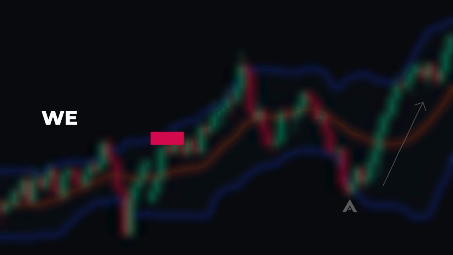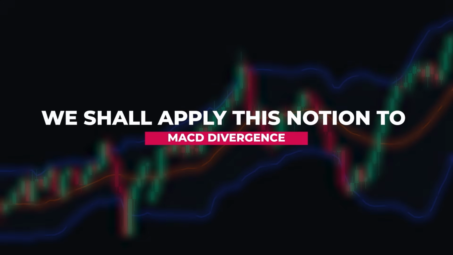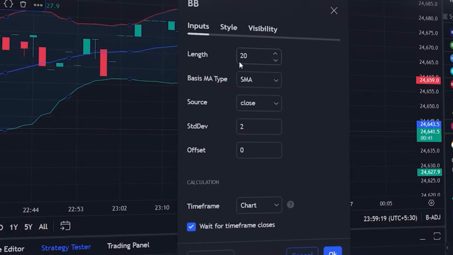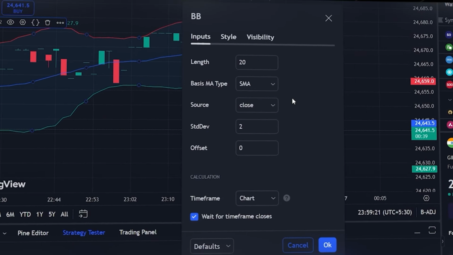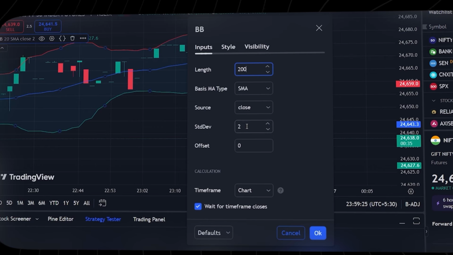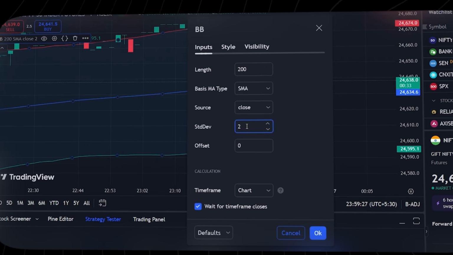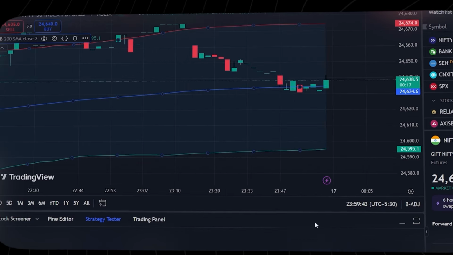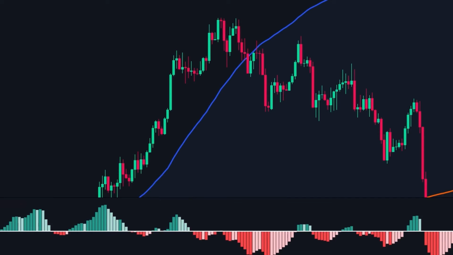We shall apply this notion to MACD divergence. First, modify the Bollinger Band settings. Increase the length to 200 and keep the standard deviation at 2. This adjusts the Bollinger Bands to a 200 period moving average. Here's a sell setup based on this strategy.